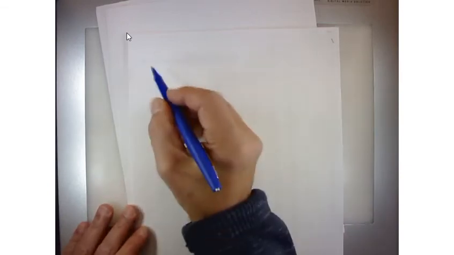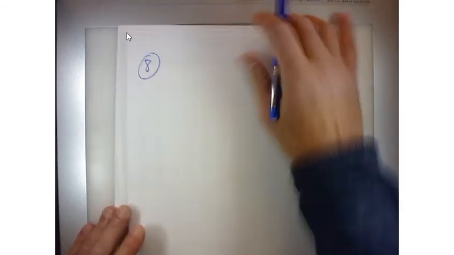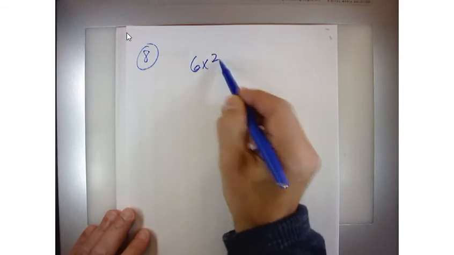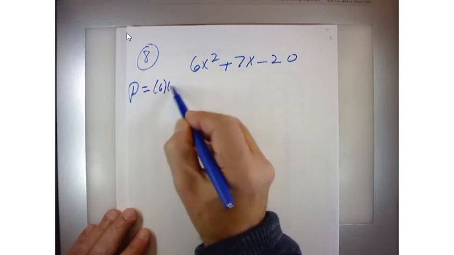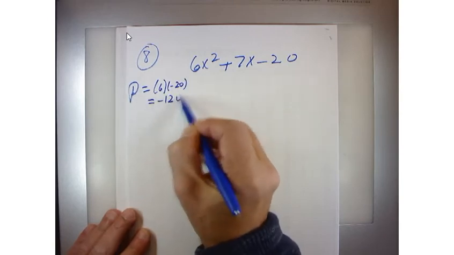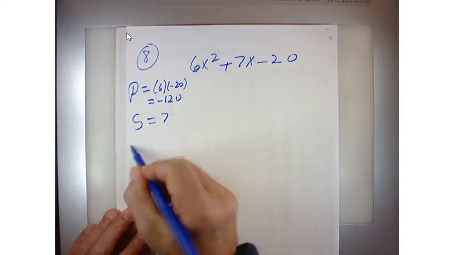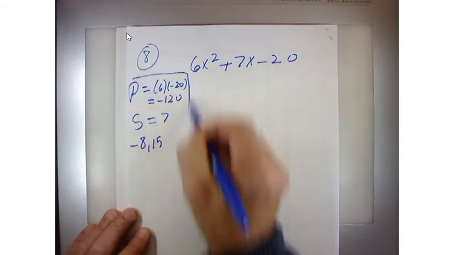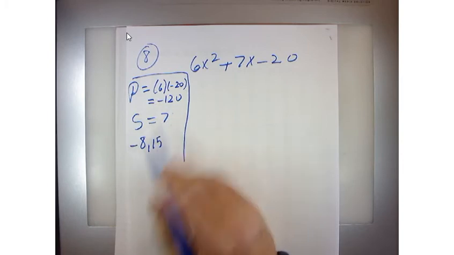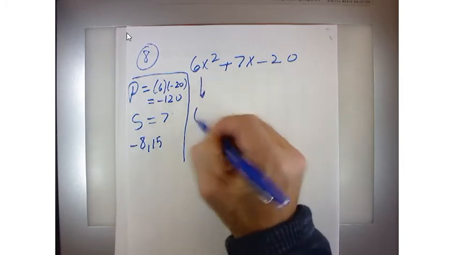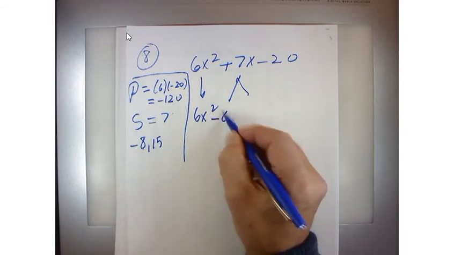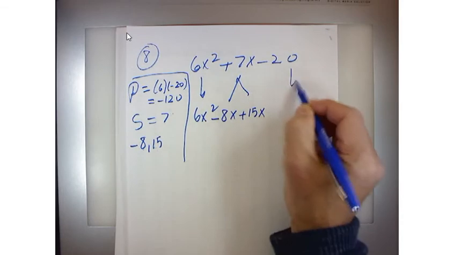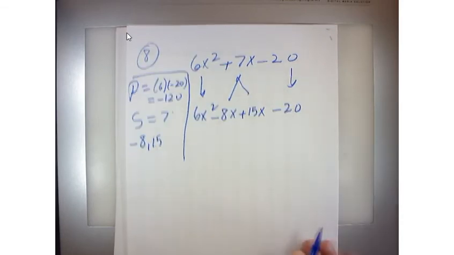And now if the leading term is not 1, same idea. So that's number 8. So if I have 6x squared plus 7x minus 20, product is 6 times negative 20, which is negative 120, and sum is 7, so it's negative 8 and 15. Okay, negative 8 times 15 is negative 120, and when you add them, you get 7. So we pull this guy down. We split that up using these numbers, so we're going to do negative 8x plus 15x, and then minus 20. Grouping.